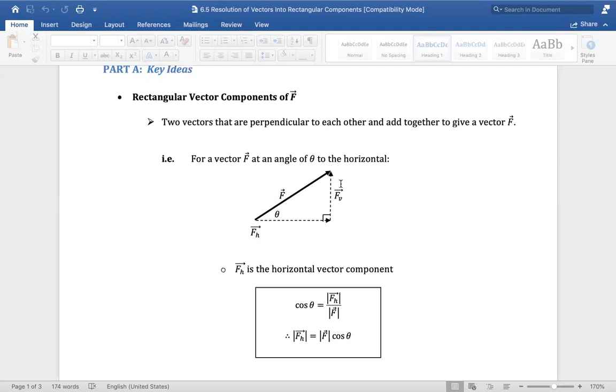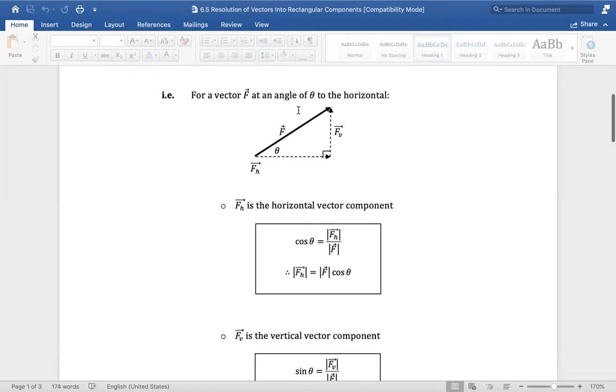And it just so happens that these ones will be perpendicular to each other because I have a horizontal component, like I said, and a vertical component. So vectors that are perpendicular, and you can see the 90 degrees there, would be rectangular, is where we're getting that from. For a vector F at an angle of theta to the horizontal, looking at it for perspective with solving for the horizontal, where I'm using the horizontal side and my vector F side, so I'm not using this side now, how would I calculate that? And that's what's down below here.